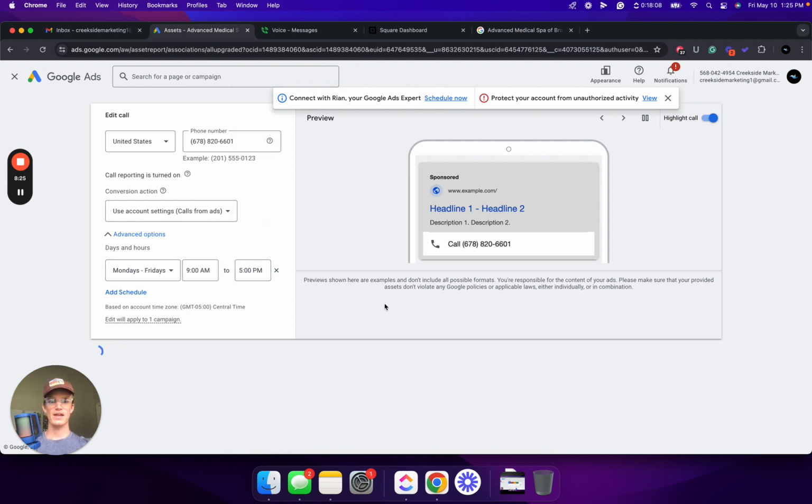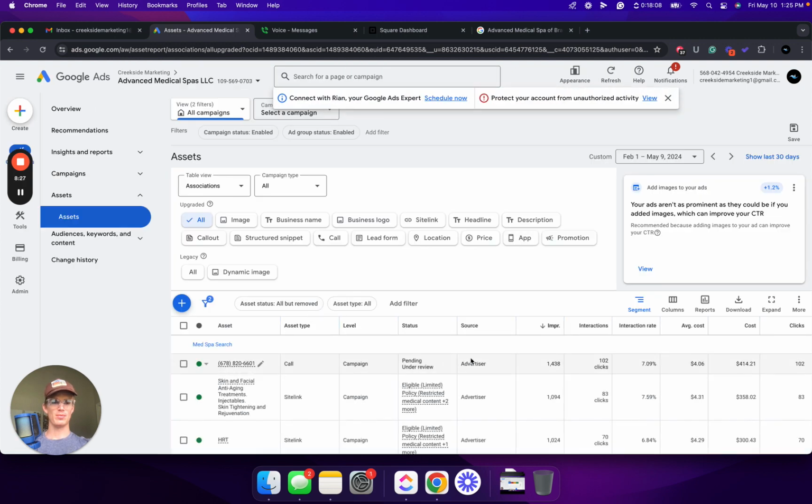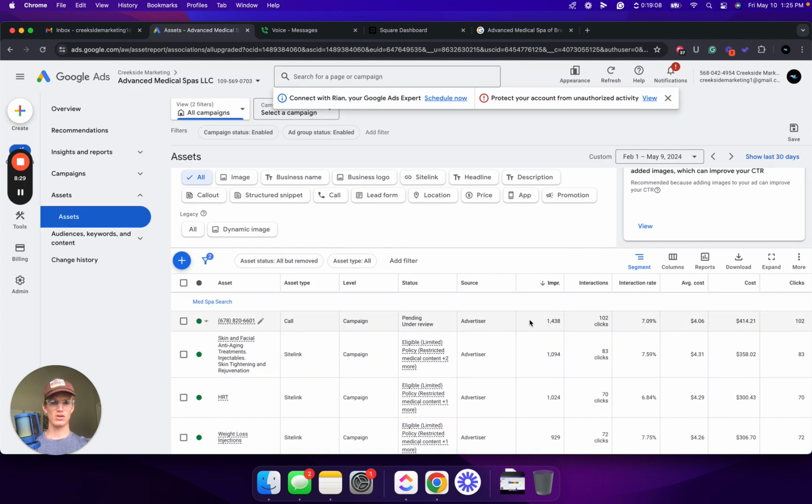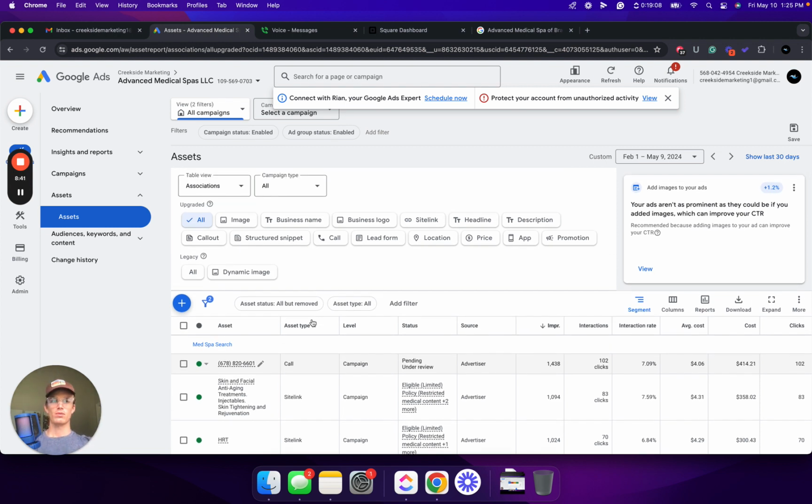Go ahead and save that, and that should help optimize the ad spend a little bit more, because as you can see, they are getting a pretty decent amount of clicks, pretty cheap clicks to their call asset, but we don't want those clicks coming after their business is closed.